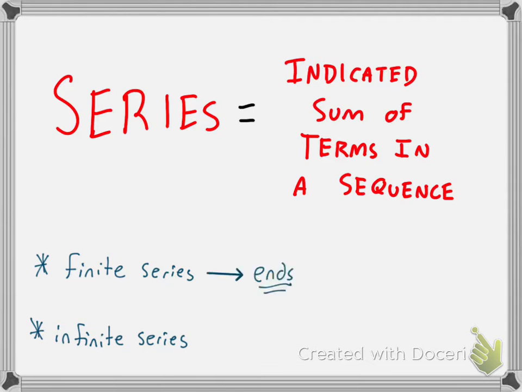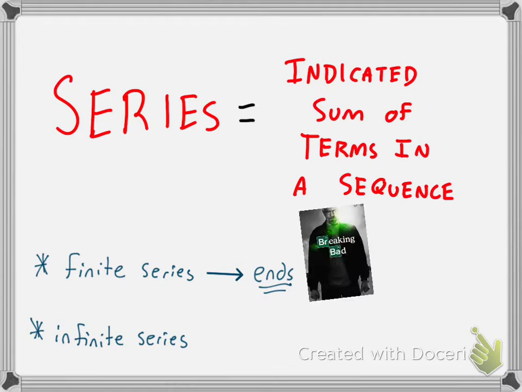A finite series, clearly pretty much by the name, ends. If you want to think about it in terms of a TV show or TV series, you could think of a show like Breaking Bad, because that had a super definitive, clear-cut ending. There's not going to be any sequels. It was done after, like, season 5, and that was it.